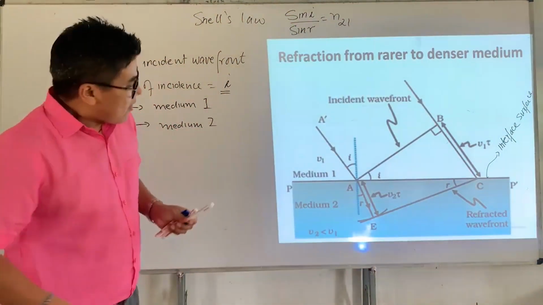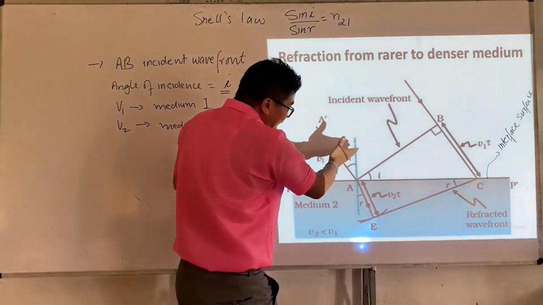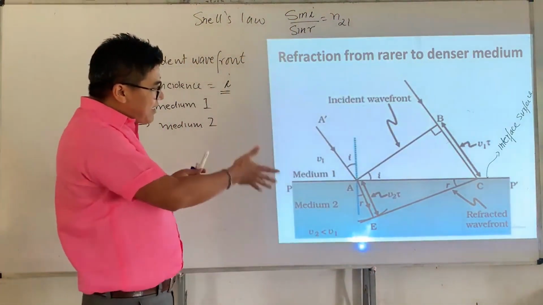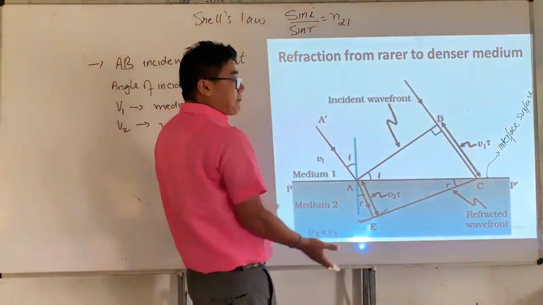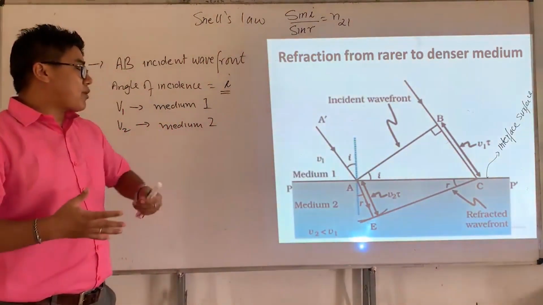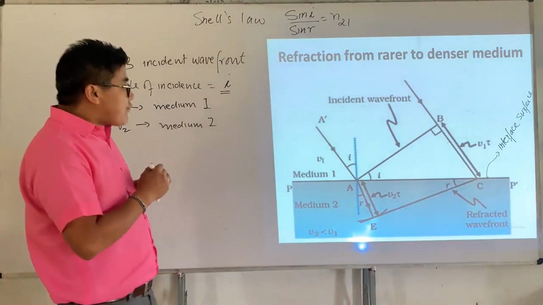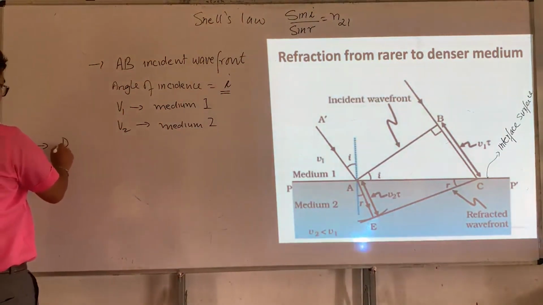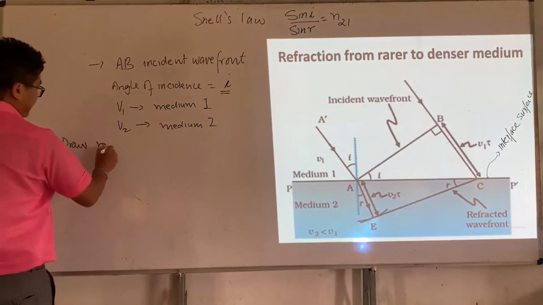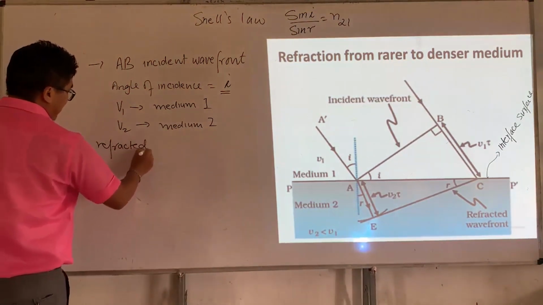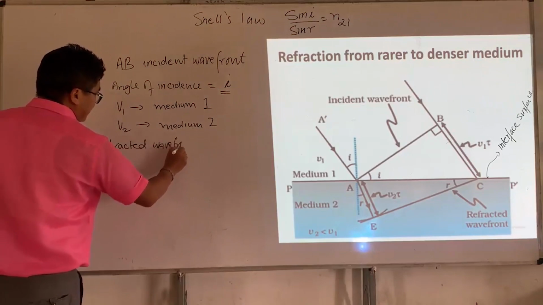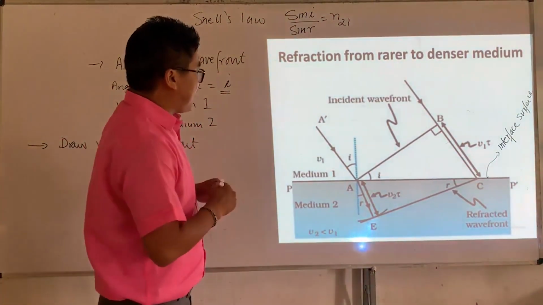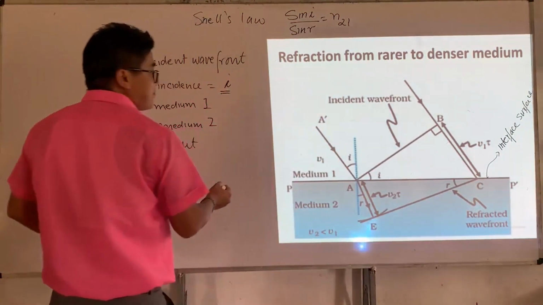Now look here. When light enters the second medium, refraction takes place. Now we would like to draw the refracted wavefront. So how do we draw the refracted wavefront? Again, simple. Look here.